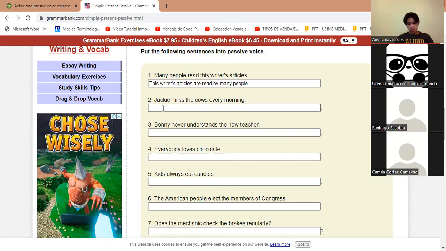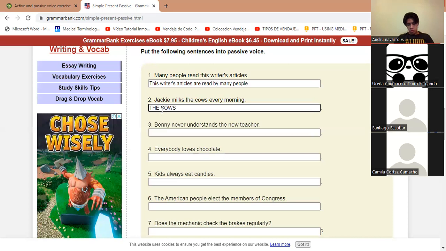Okay. The cows have milked. Tienes que. Okay, espérate. Jackie milks the cows every morning. Now you have to use the present simple. So, is, are, or am. ¿Cuál vas a utilizar? Right? Okay. The cows are milked by Jackie every morning. Very good.